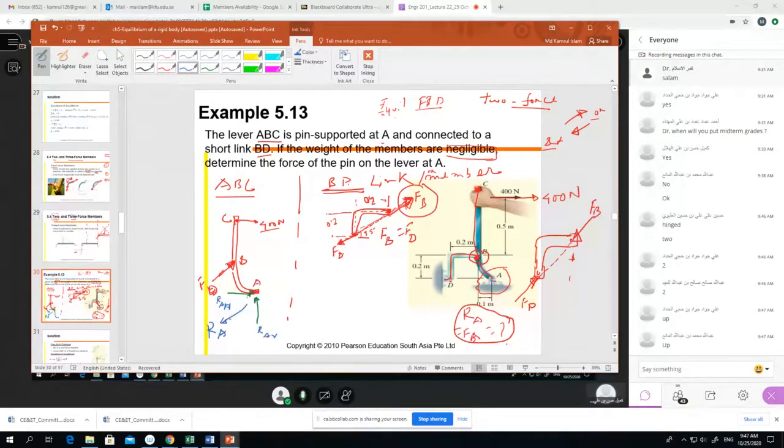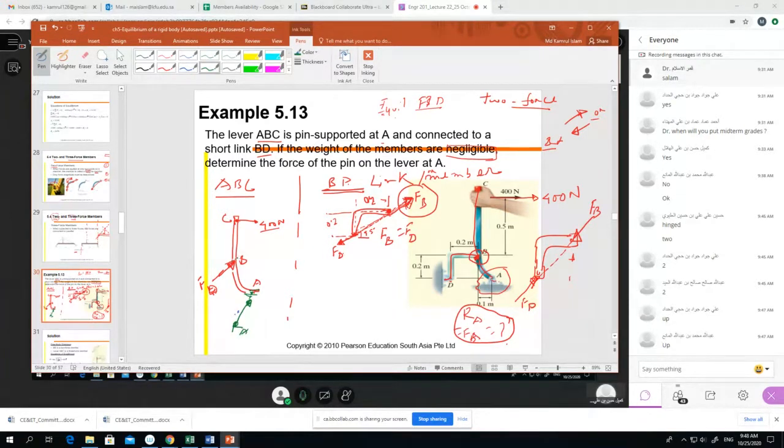If we want to work with RA, we can delete this one, because RA is the resultant force. It contains both horizontal and vertical components. So now we will just keep the resultant force instead of the horizontal and vertical components. We just assume that RA is like this, upward. RA is upward.